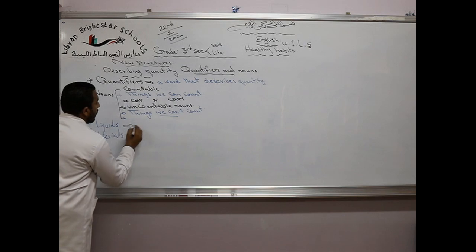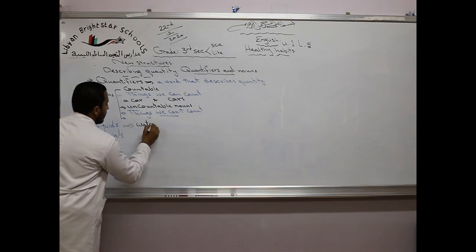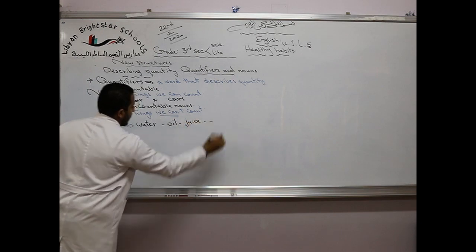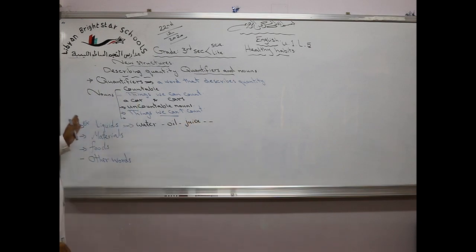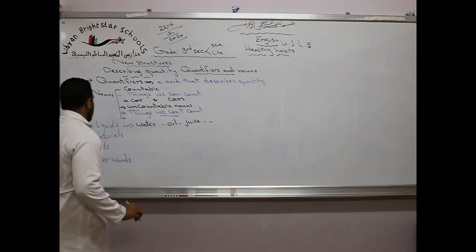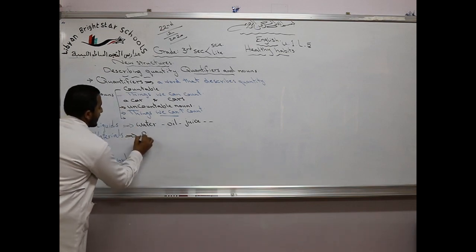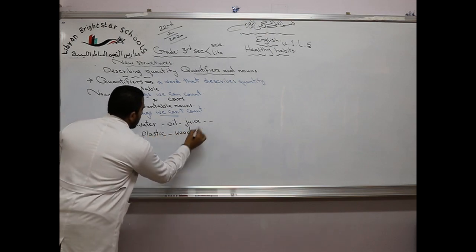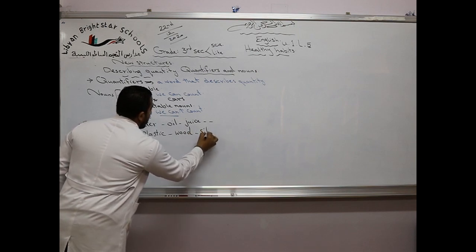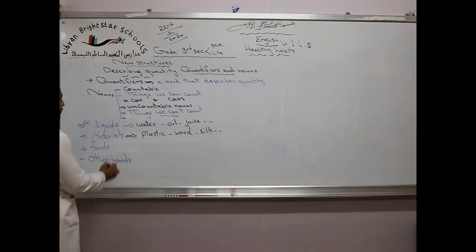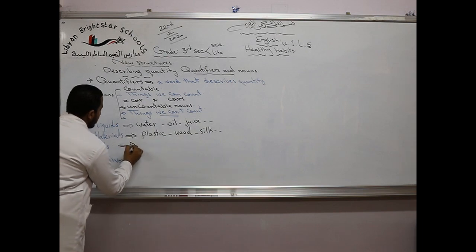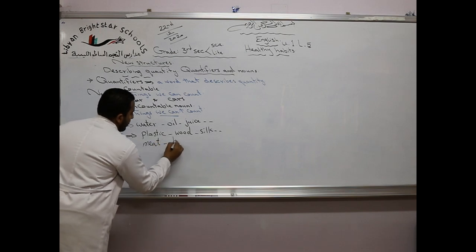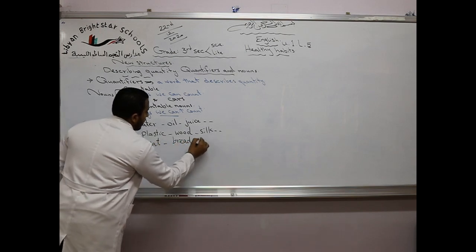Liquids, for example, water, oil, juice, and so on. All liquids are things we can't count. Materials, for example, plastic, wood, silk, and so on. Foods, for example, meat, bread, kofta.